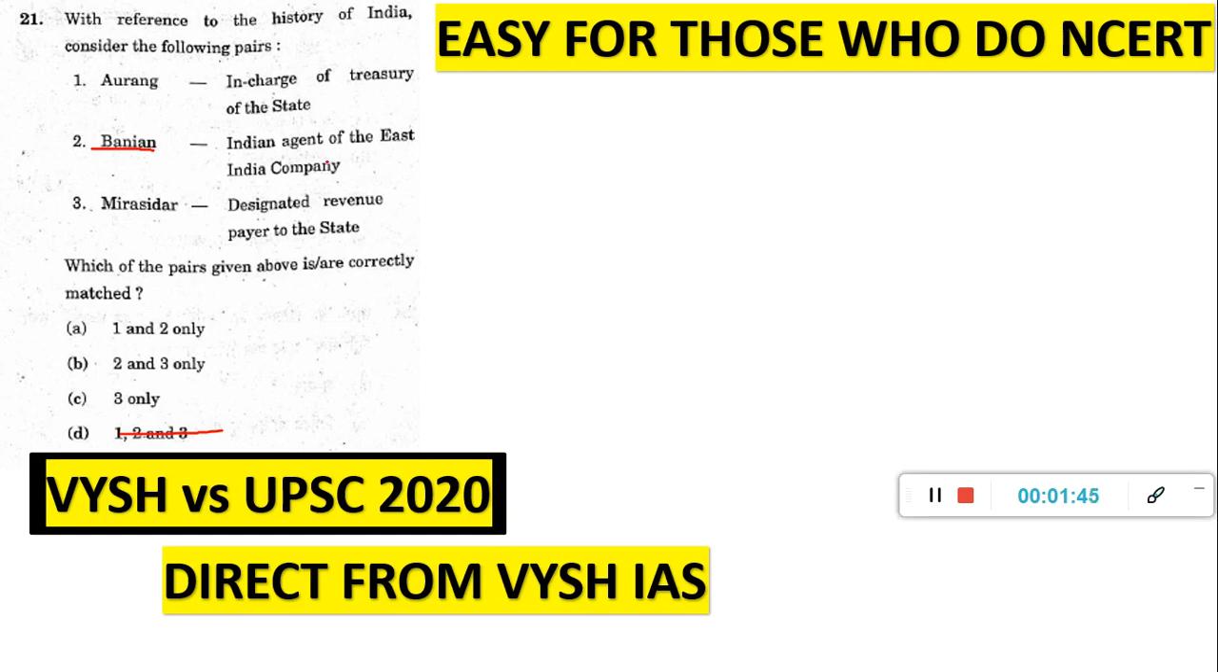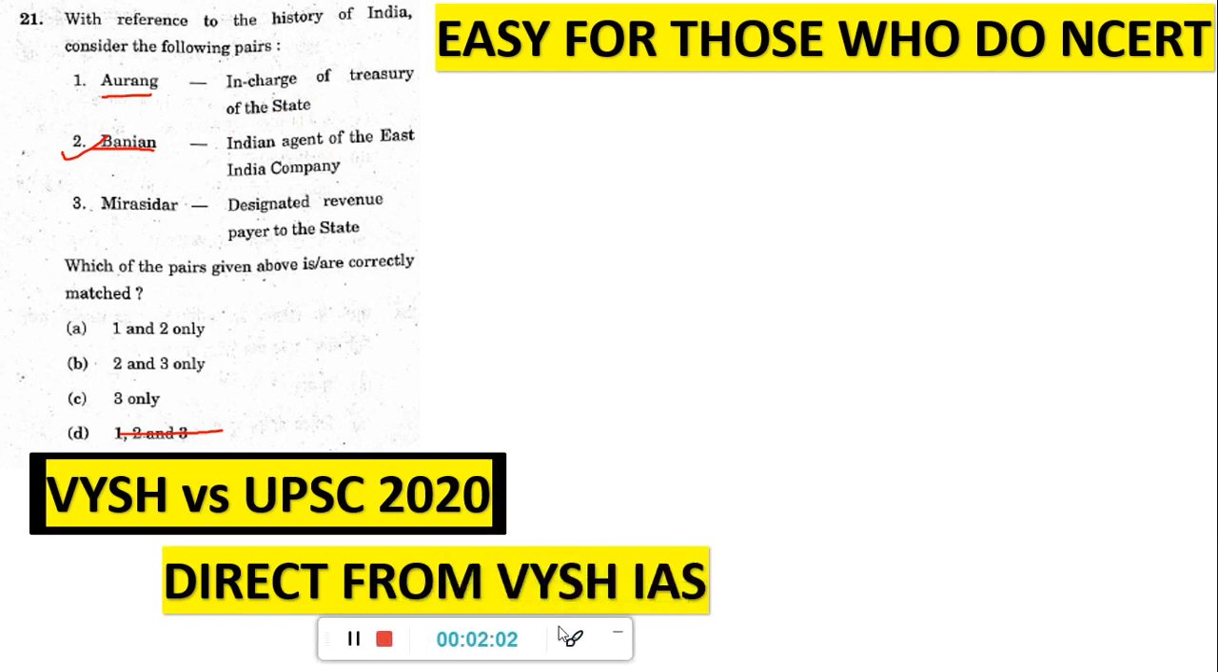So, Indian agent of the East India Company. Merchants and traders actually acted as agents of the East India Company. That is actually a true statement. So here two is true. The point you had to know is that Aurang is actually a Persian term. It is nothing related to the treasury of the state. It actually refers to a kind of workshop or warehouse or factory.